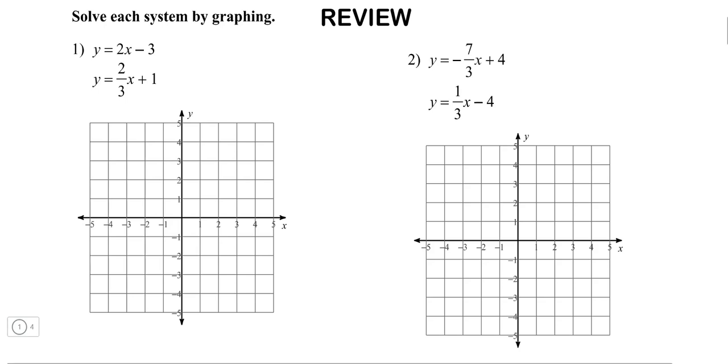All right, let's go ahead and review for our quiz on solving systems of equations by graphing. Let's take a look at number 1. The first equation, y equals 2x minus 3. We see that our y-intercept is negative 3. So we go to the y-axis and we put a point on negative 3.